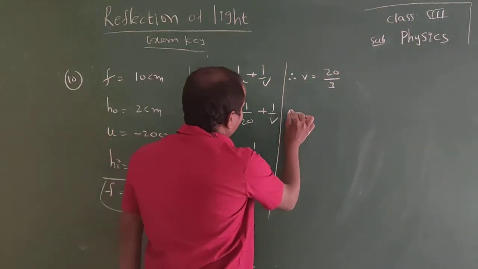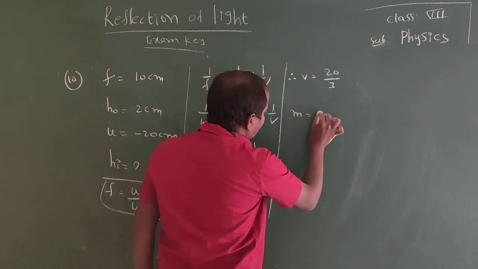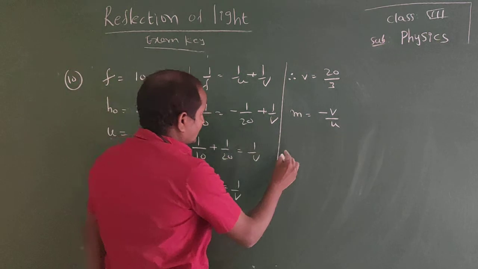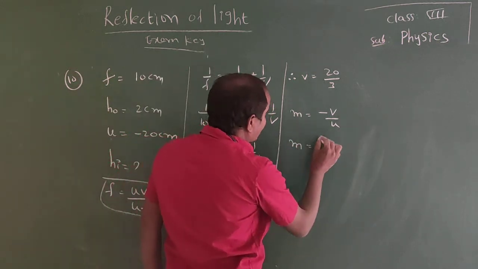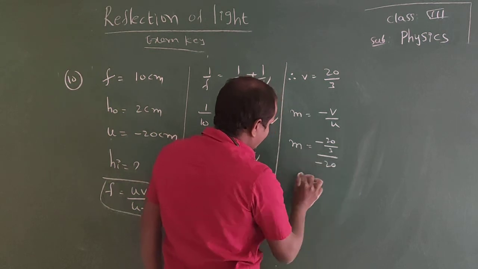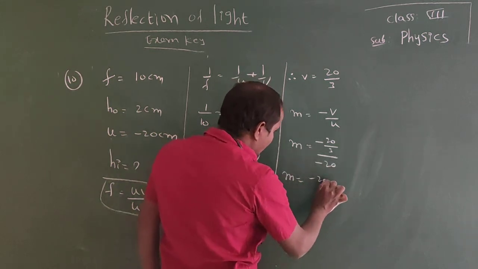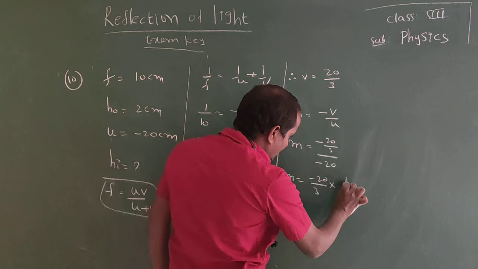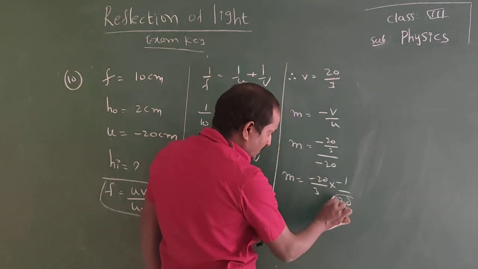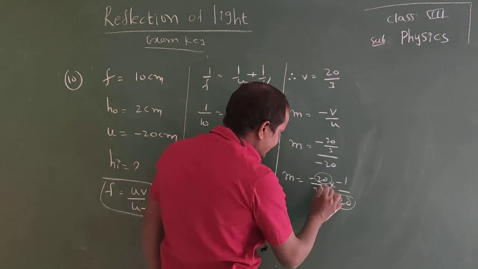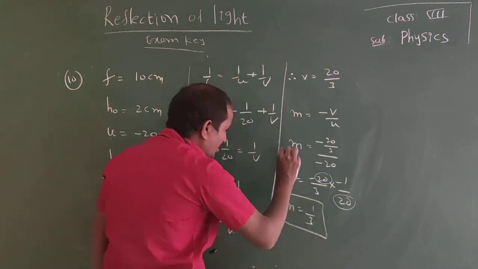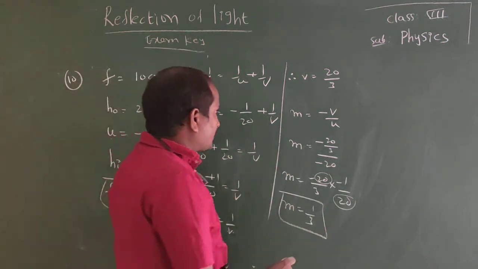But we know that magnification m equal to minus v by u. So m equal to minus 20 by 3 by minus 20. Therefore m equal to minus 20 by 3 into minus 1 by 20. Minus into minus is plus, and 20 gets cancelled. The remaining value is m equal to 1 by 3.